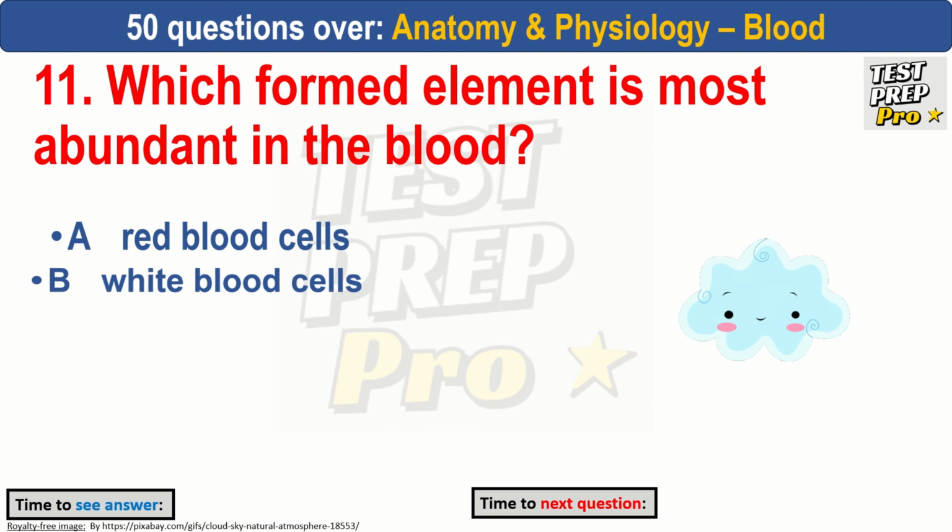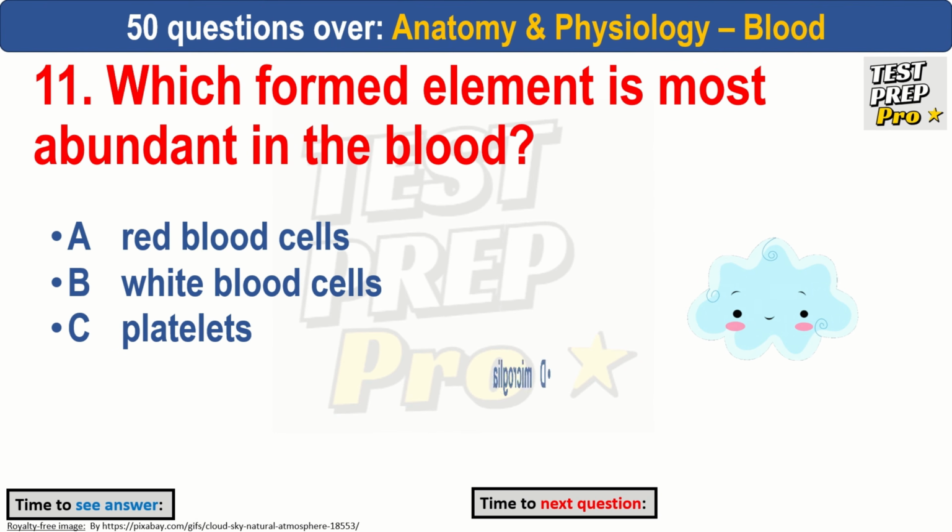Which formed element is most abundant in the blood? Is it A, red blood cells, B, white blood cells, C, platelets, or D, microglia? So which formed element is very, very common?